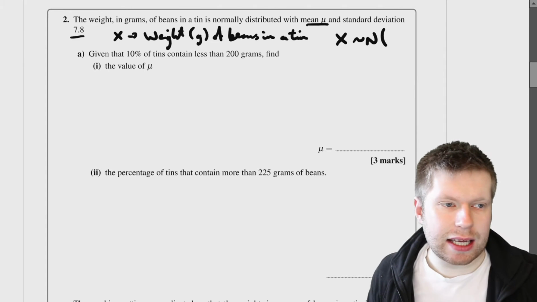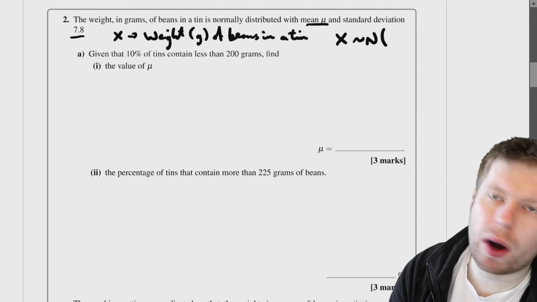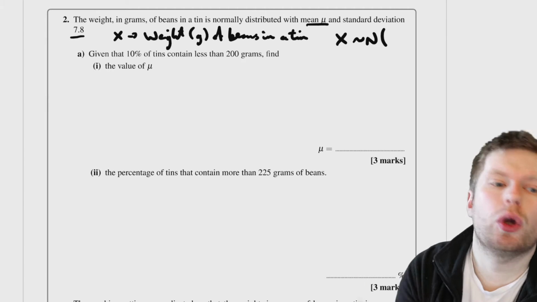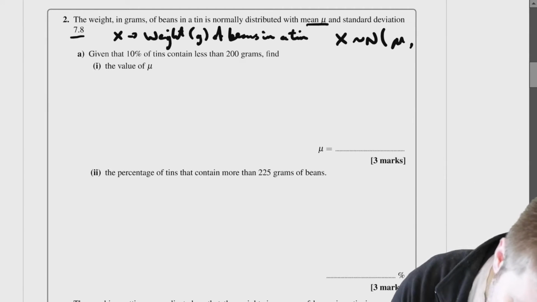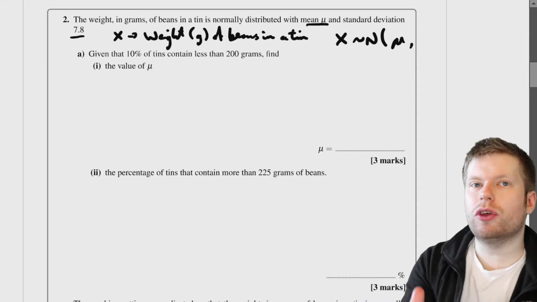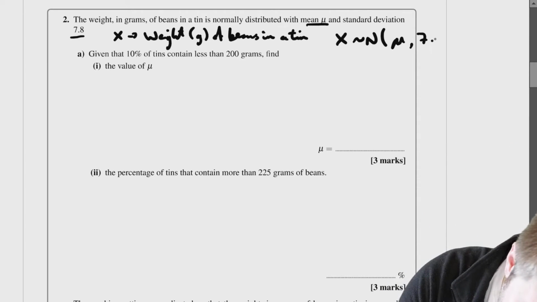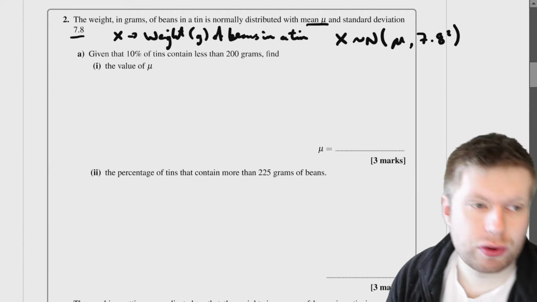So I know X is normally distributed. I don't know the mean, but I'm just going to let the parameter, the mean, just be represented by the letter mu. Okay, so mu. And the standard deviation is 7.8, which means that the value that goes in the second position is 7.8 squared. Because remember, in this course, we always deal with the variance as the parameter in the second position.